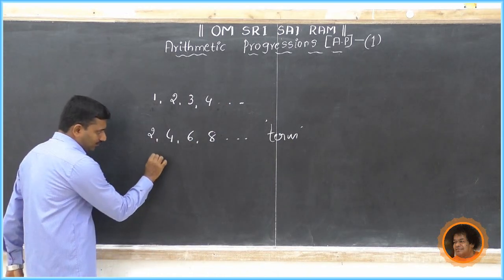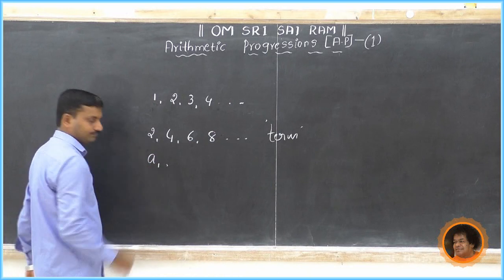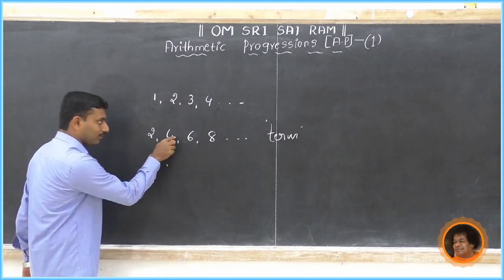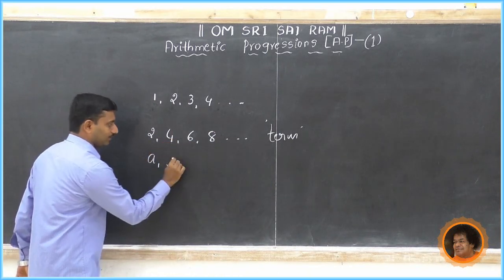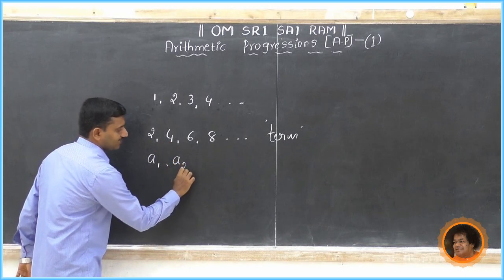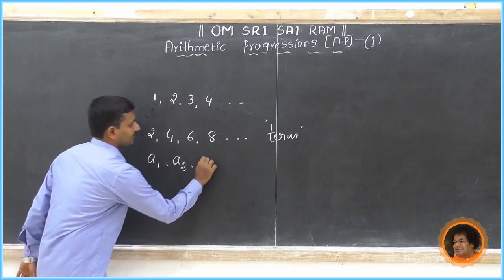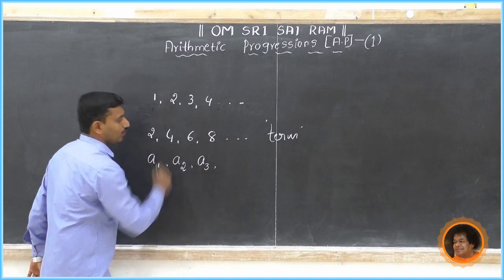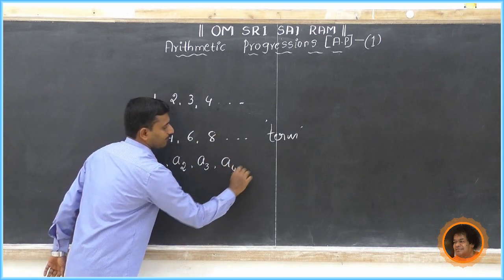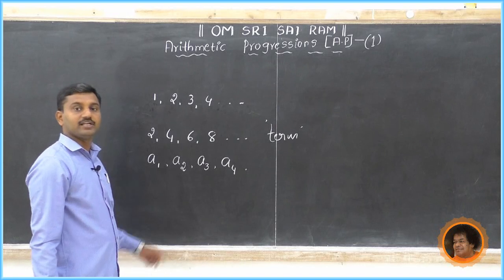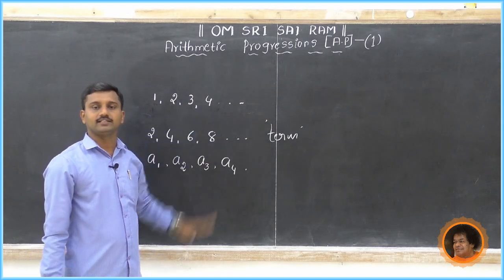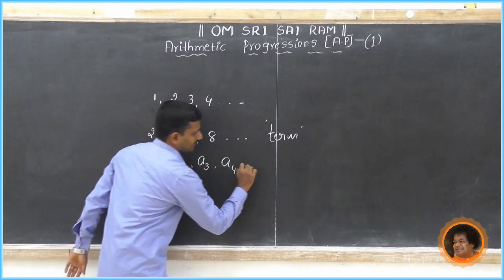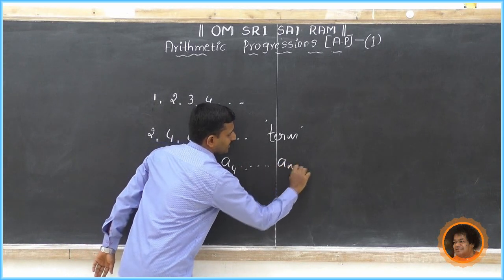Now, the first term is always denoted as A1. What about the second term? So, this one is the second term, denoted as A2. The third term is denoted as A3. The fourth term is denoted as A4. But my question is, how to denote the nth term? So, the nth term is denoted as AN.